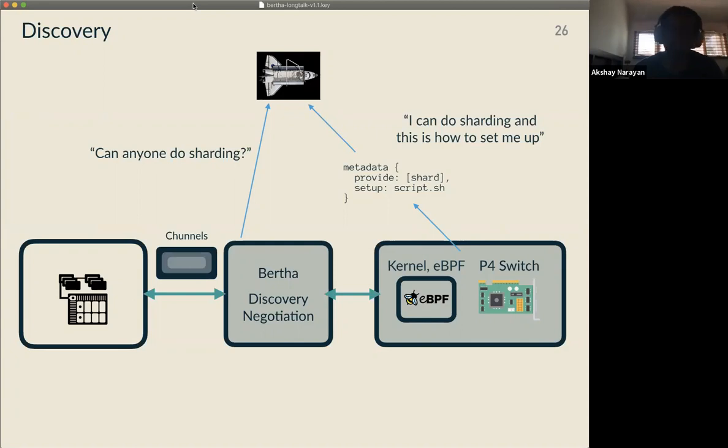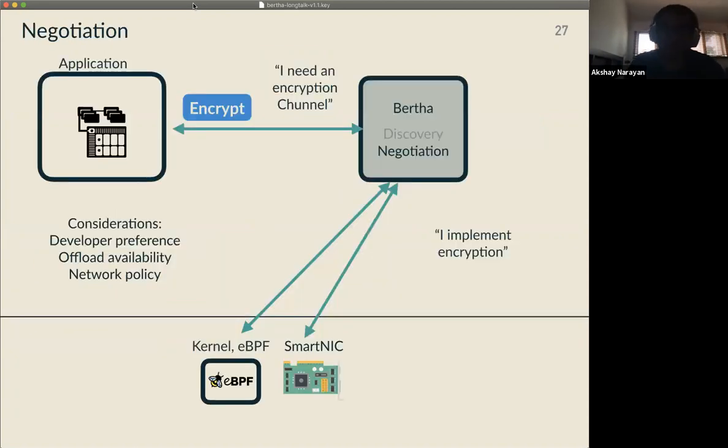So how does negotiation work? In negotiation, Bertha gets this set of channels from the application, and it goes through the negotiation process for each of those channels. Negotiation also ensures that for the channels requiring it, the functionality might need to be present on both ends of a connection. So in this case, both encryption and decryption are required on the two ends of the encryption channel for things to actually work out. And you can sort of think of negotiation as analogous to listen and connect in the sockets API. There are a number of considerations that we would want to take into account during negotiation.